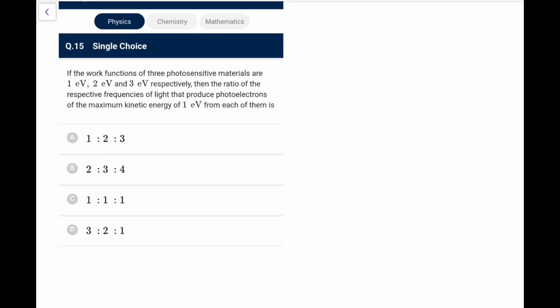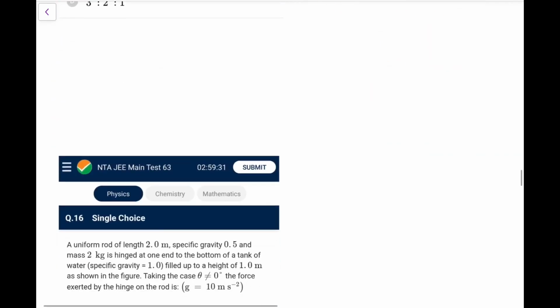Next, if the work function of three sensitive materials are this, the ratio of respective frequency of light that produces Kmax of 1 eV is, okay. So we know Kmax is h nu minus phi, so h nu would be Kmax plus phi. So the ratio would be Kmax plus phi: 1 plus 1 is 2, 2 plus 1 is 3, 3 plus 1 is 4. So it would be 2:3:4. Just analyze it, no need to stuff.